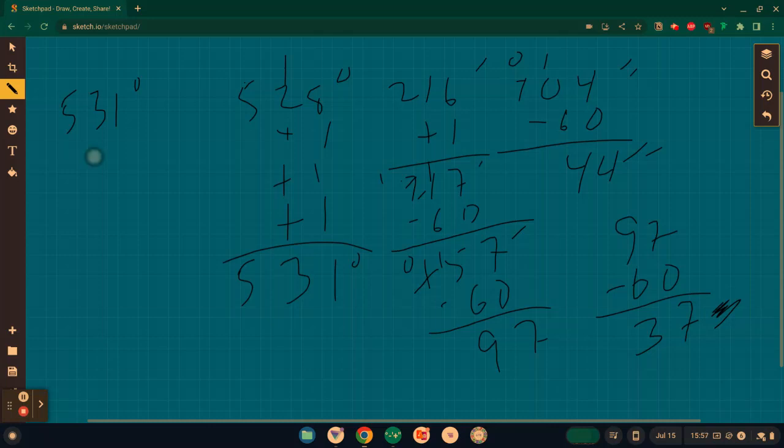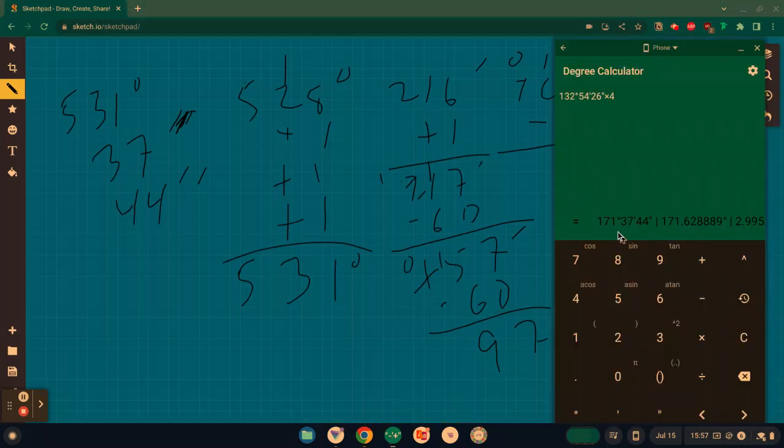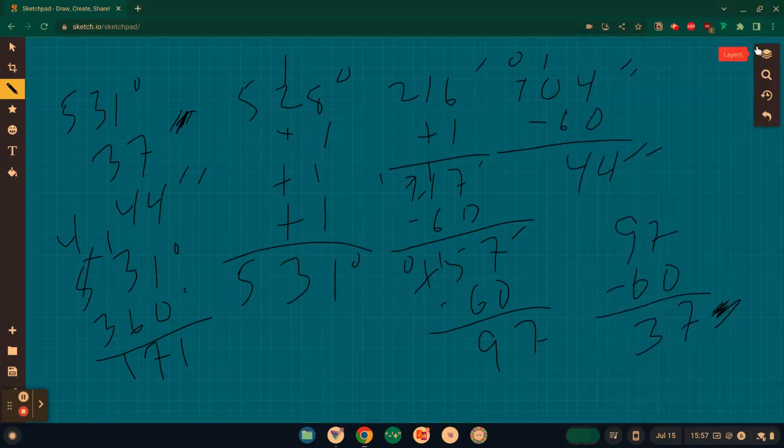degrees, 37 minutes, and 44 seconds. And that looks pretty good, except that 531. So we have 37 minutes and 44 seconds. But now if we take that 531 degrees and we subtract 360, we wind up with, this is 7 and this is 1. We wind up with 171.